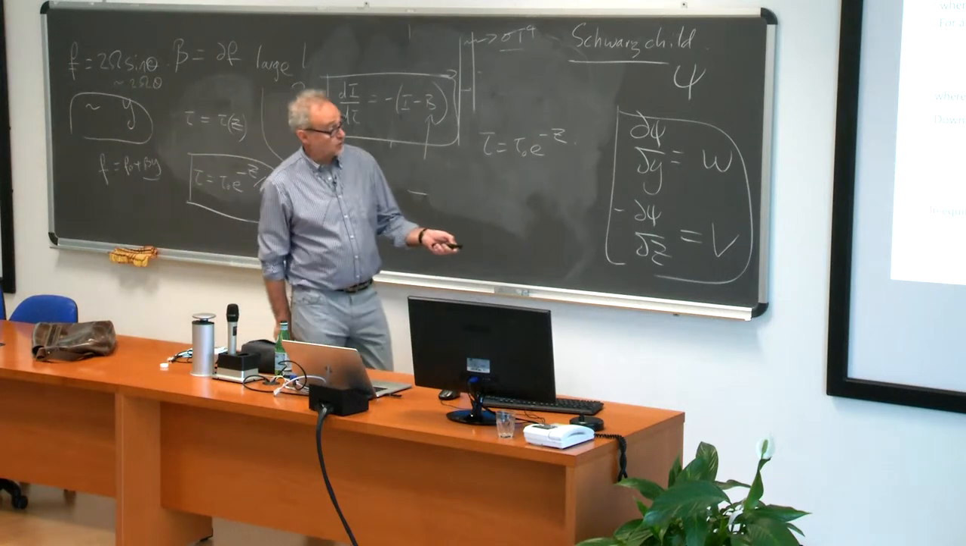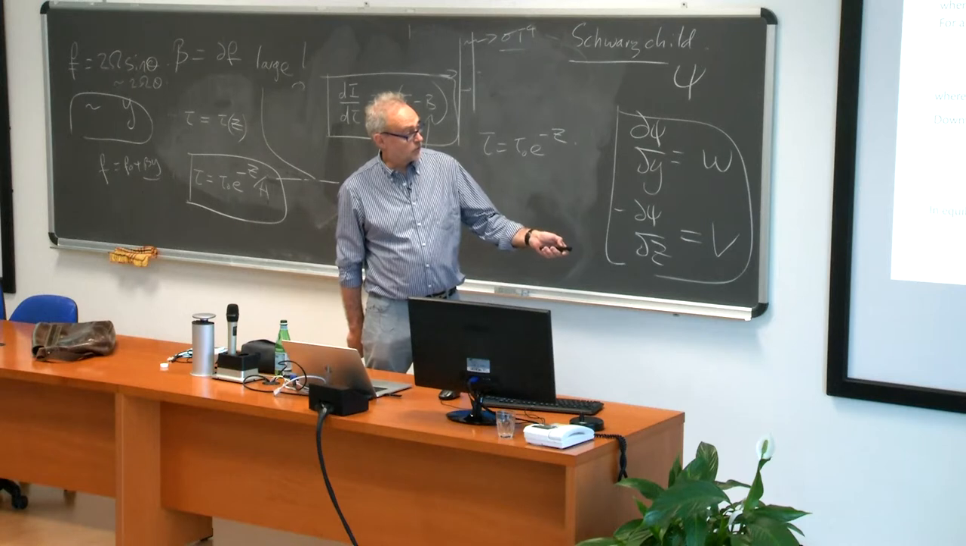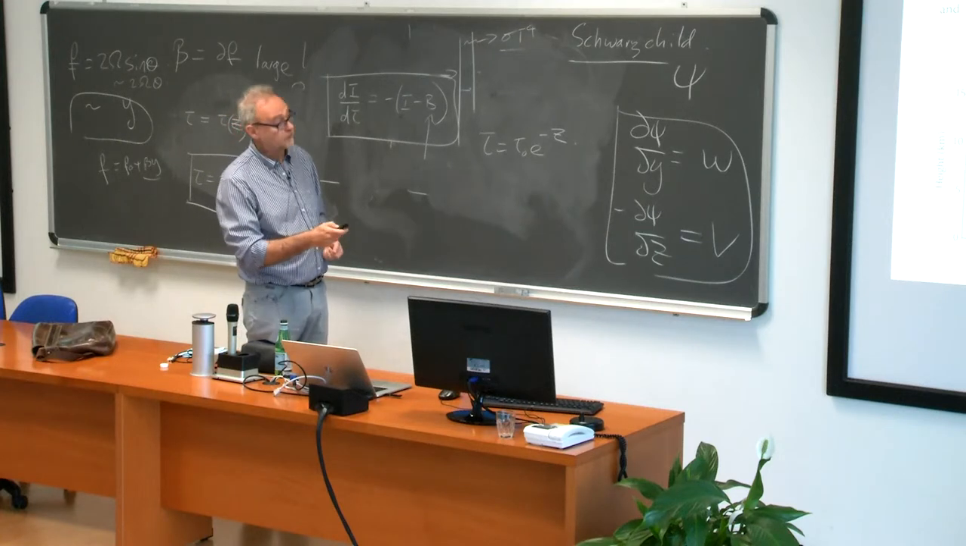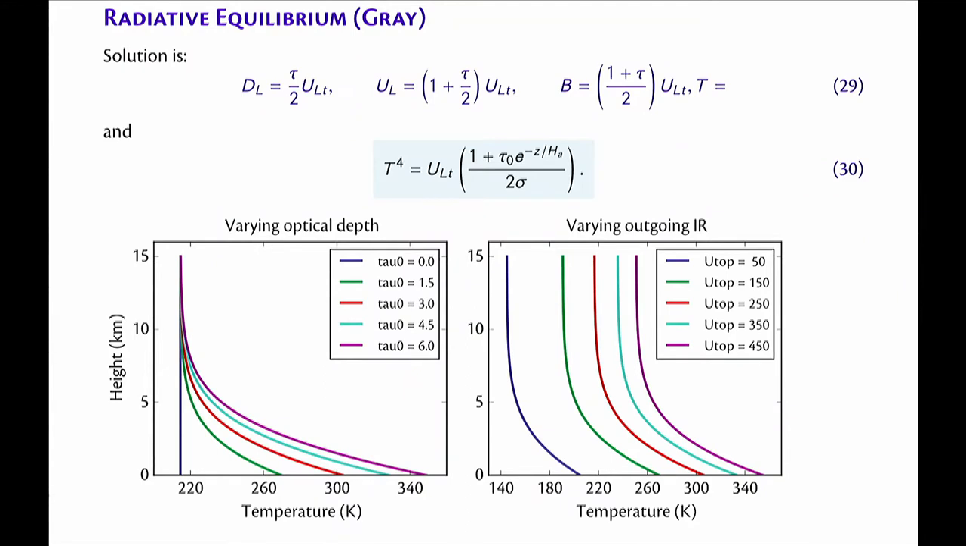Okay, so we want to just solve these equations with d by d tau of U minus D equals zero, and we can actually do that. It's not too difficult. This is the solution. So this is what the upward radiation is, the downwards radiation, and B, which now is not the buoyancy, B is sigma T to the fourth. A little bit of algebra, won't do the algebra. And what is U of L T? U of L T is the upwards radiation at the top of the atmosphere, the outgoing infrared radiation at the top of the atmosphere.